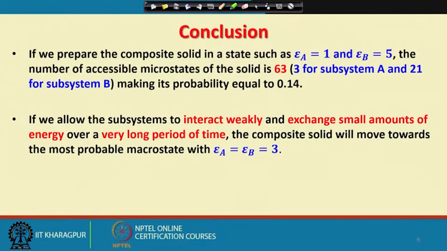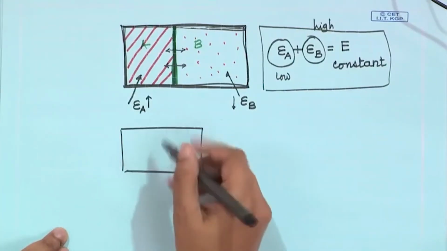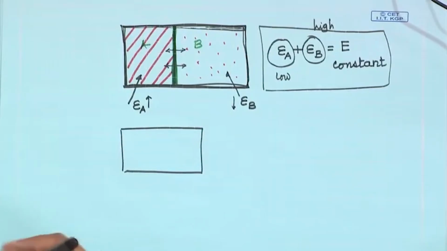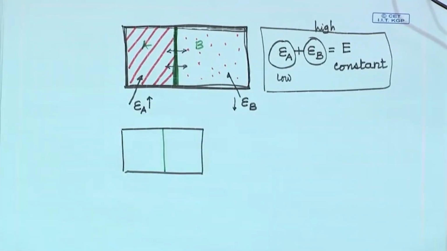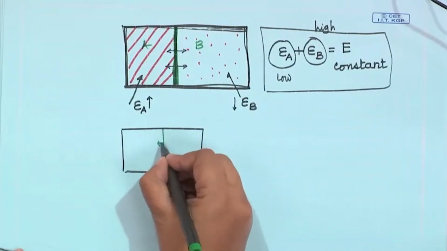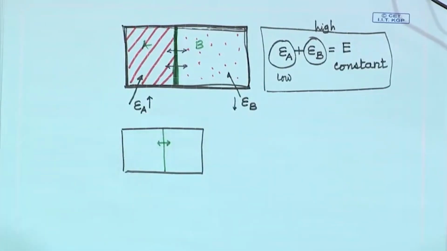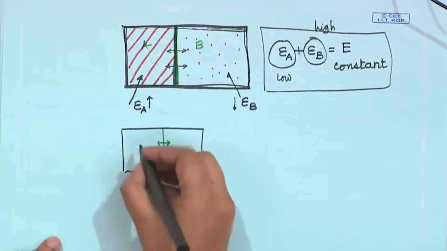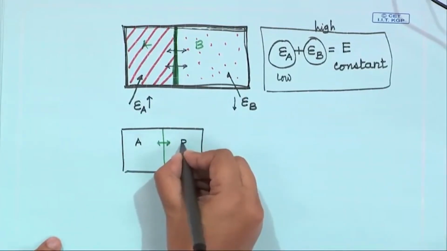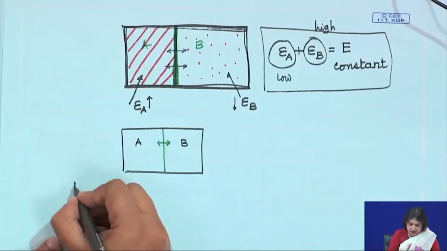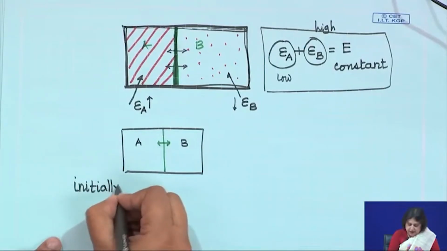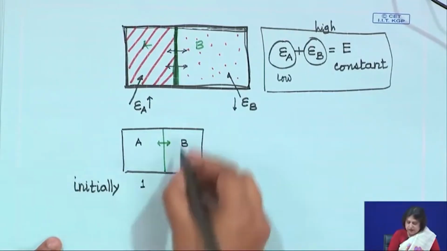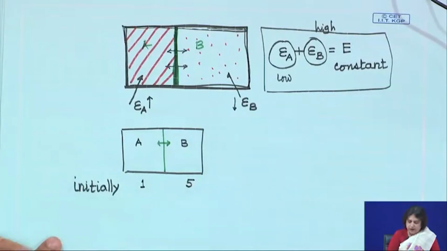Why is it so? Once again, let us look at the situation where I have these two compartments separated by this weakly diathermal separator, which allows, over a long time, a small exchange of energy between compartment A and compartment B. Initially, I started with how many quanta of energy in A? 1 quantum of energy in A, and 5 quanta of energy in B.